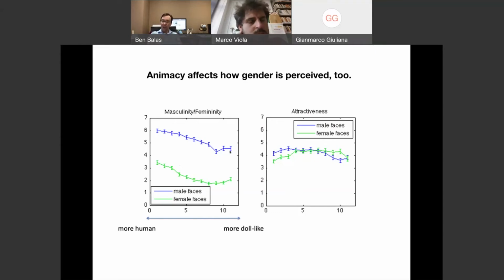And this also has impacts for how attractiveness is perceived. So male faces and female faces cross over one another in terms of attractiveness ratings as we move from more human to more doll-like, probably consistent with this idea that if you look more doll-like, you look more feminine. And more feminine female faces look more attractive than more masculine female faces for most observers. And the reverse is true for our male faces. So not only do we see this impact of gender on whether you think a face looks real or artificial, we see an impact of artificiality on these sort of proxy variables for the sex categories.